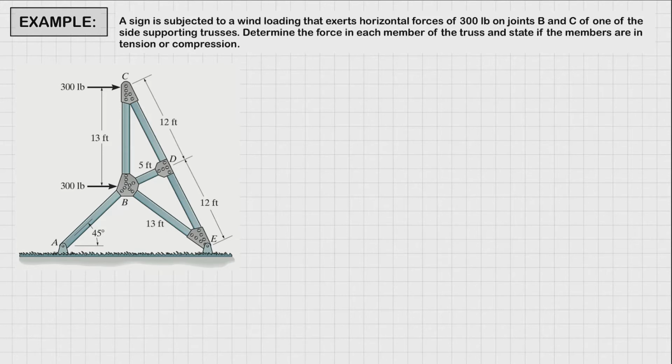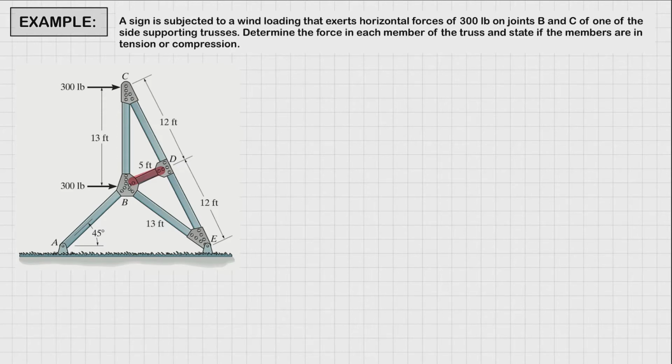Now the first thing that we're going to do is visually inspect the truss to see if we could spot any zero force members. Now, let's look here. We could apply case 2 in joint D. We have two collinear members, members CD and DE, and there are no applied loads or support reactions at joint D. Therefore, this member is a zero force member. So we could highlight that as a zero force member.